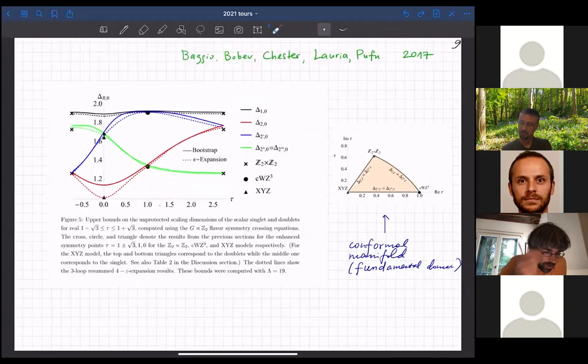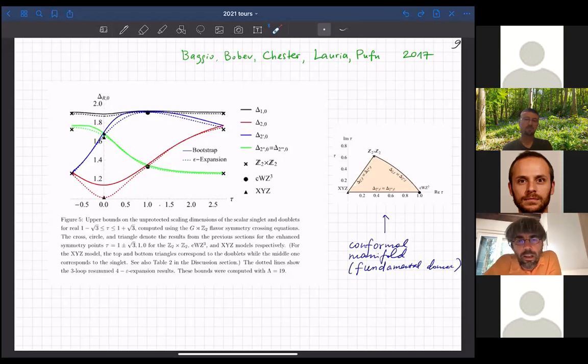So this can be done. Actually, there is a nice paper by Baggio, Bobev, Chester, Lauria, and Pufu in 2017, who did exactly what I described. They incorporated all they knew about these theories from localization. They incorporated the knowledge of superconformal blocks, because of course, if you do bootstrap analysis for a SUSY theory, you shouldn't do it in terms of global conformal blocks, you should do it in terms of superconformal blocks.